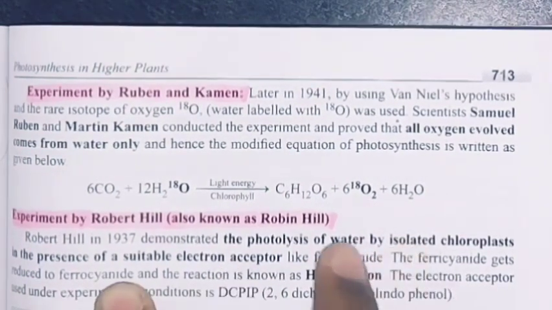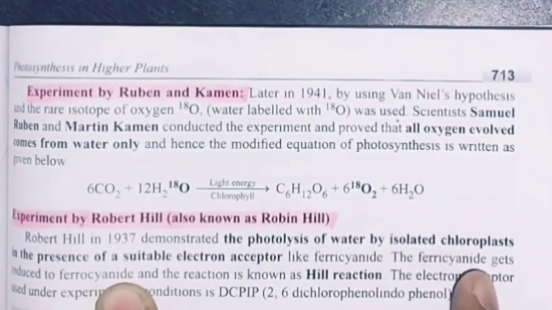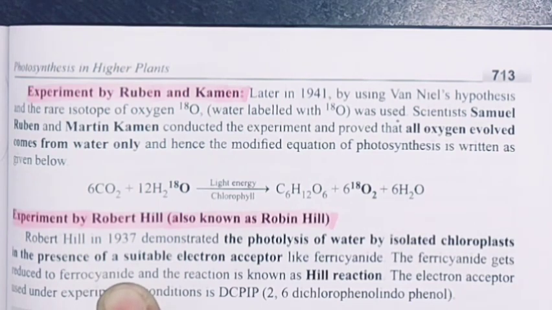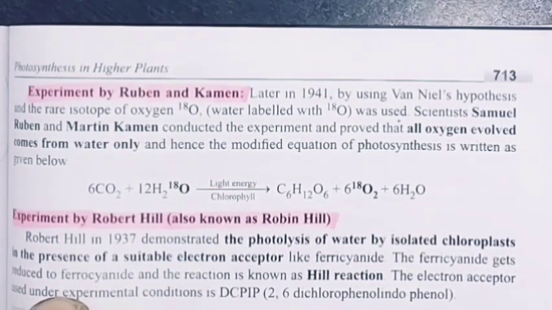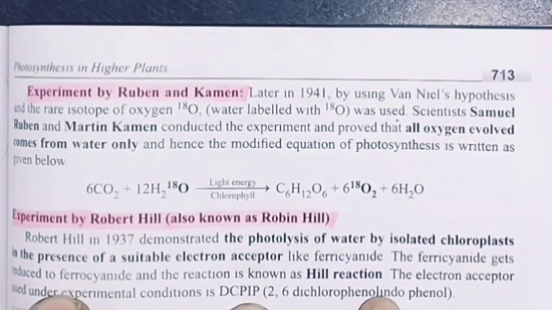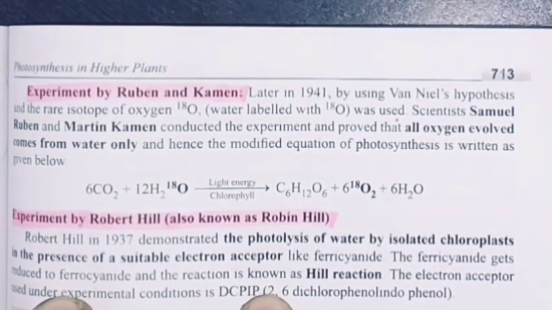In this, photolysis of water occurs by isolated chloroplasts in the presence of suitable electron acceptors. Electron acceptors are chemicals which accept electrons, like ferricyanide. The ferricyanide gets reduced to ferrocyanide, and the reaction is also known as the Hill reaction. The electron acceptor used under experimental conditions is DCPIP, whose full form is 2,6-dichlorophenolindophenol. It is a phenol compound which was used in the Hill reaction.